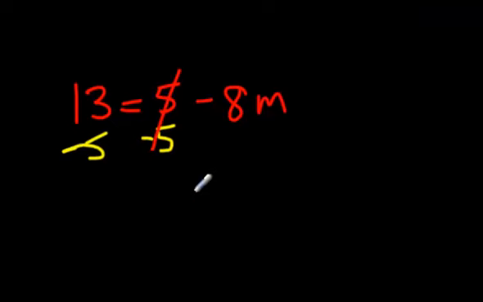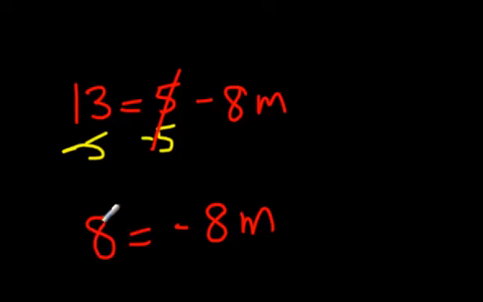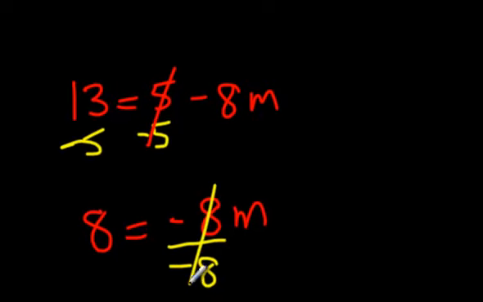Well, these cancel. You have negative 8m here. What's 13 minus 5? That's right, it's 8. Okay, let's get rid of this negative 8 right here. How do you get rid of negative 8? You divide by negative 8. Divide by the same thing. Okay, that cancels. And what are we left with? M equals, what's 8 divided by negative 8? Careful, it's negative 1.